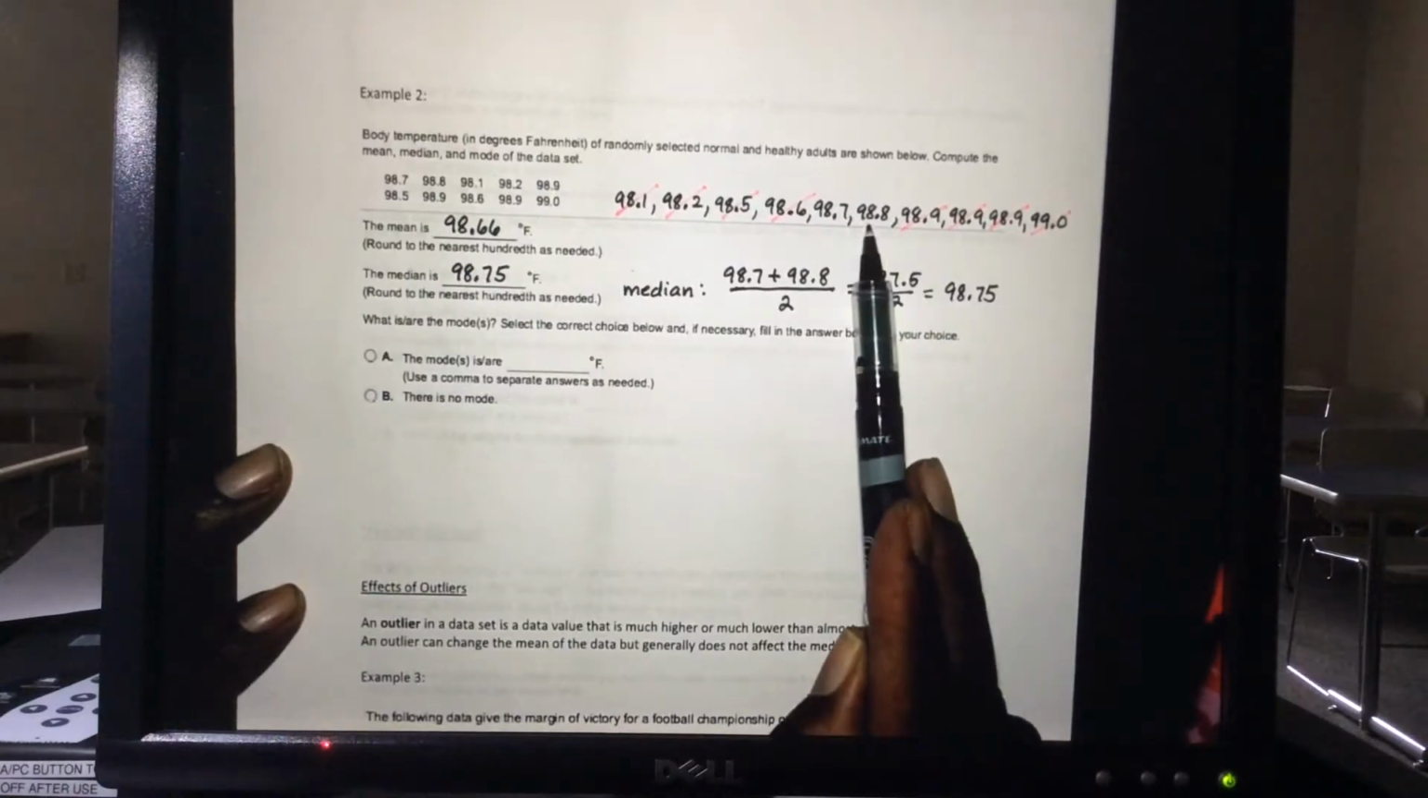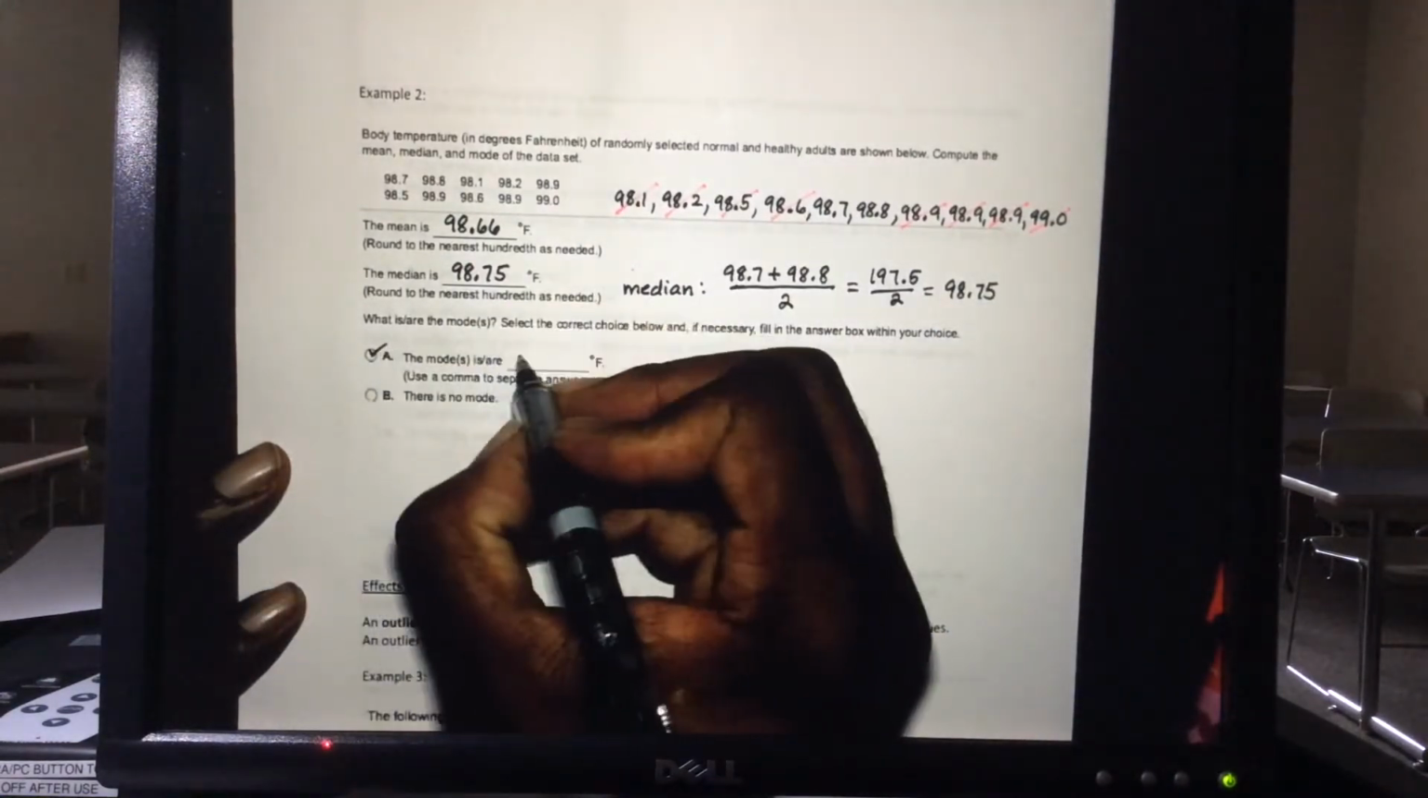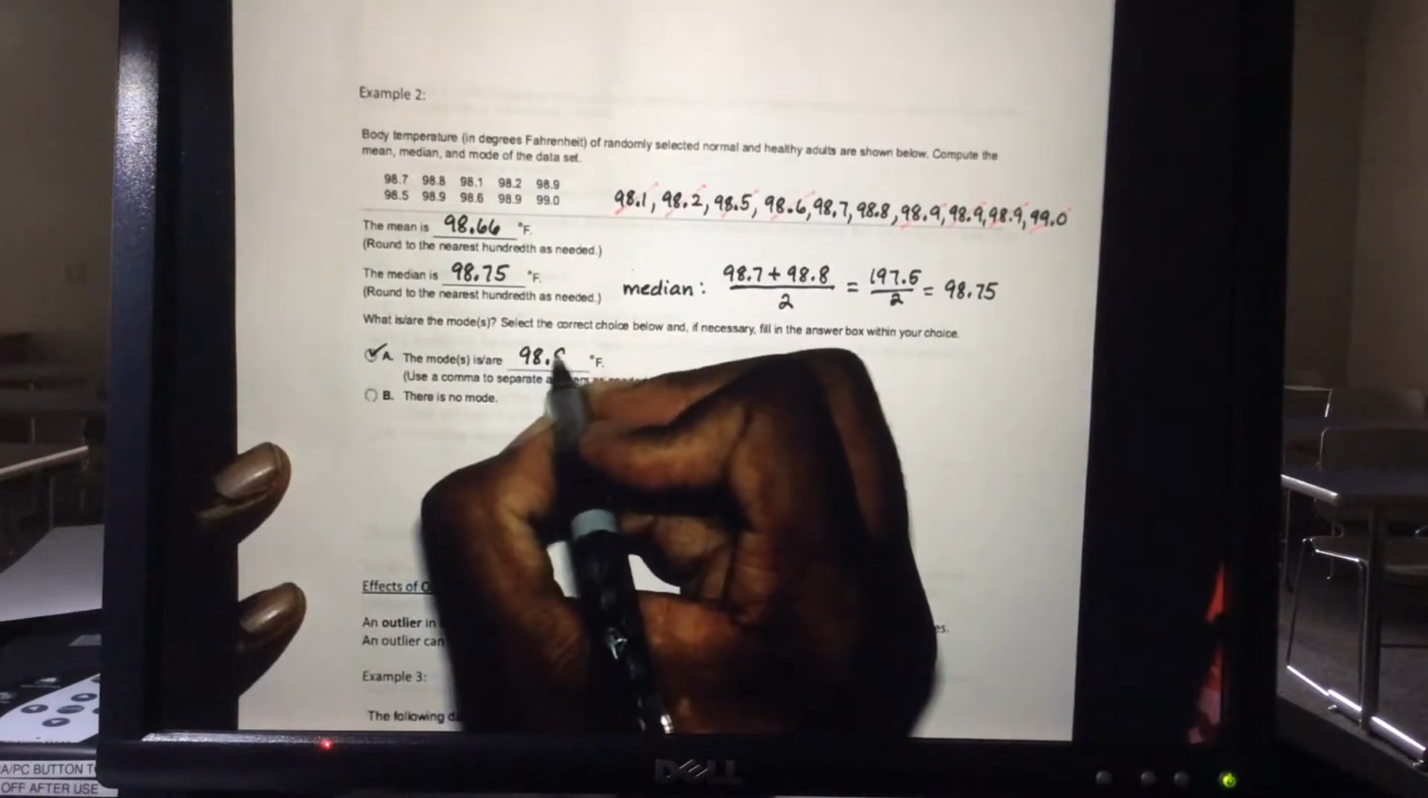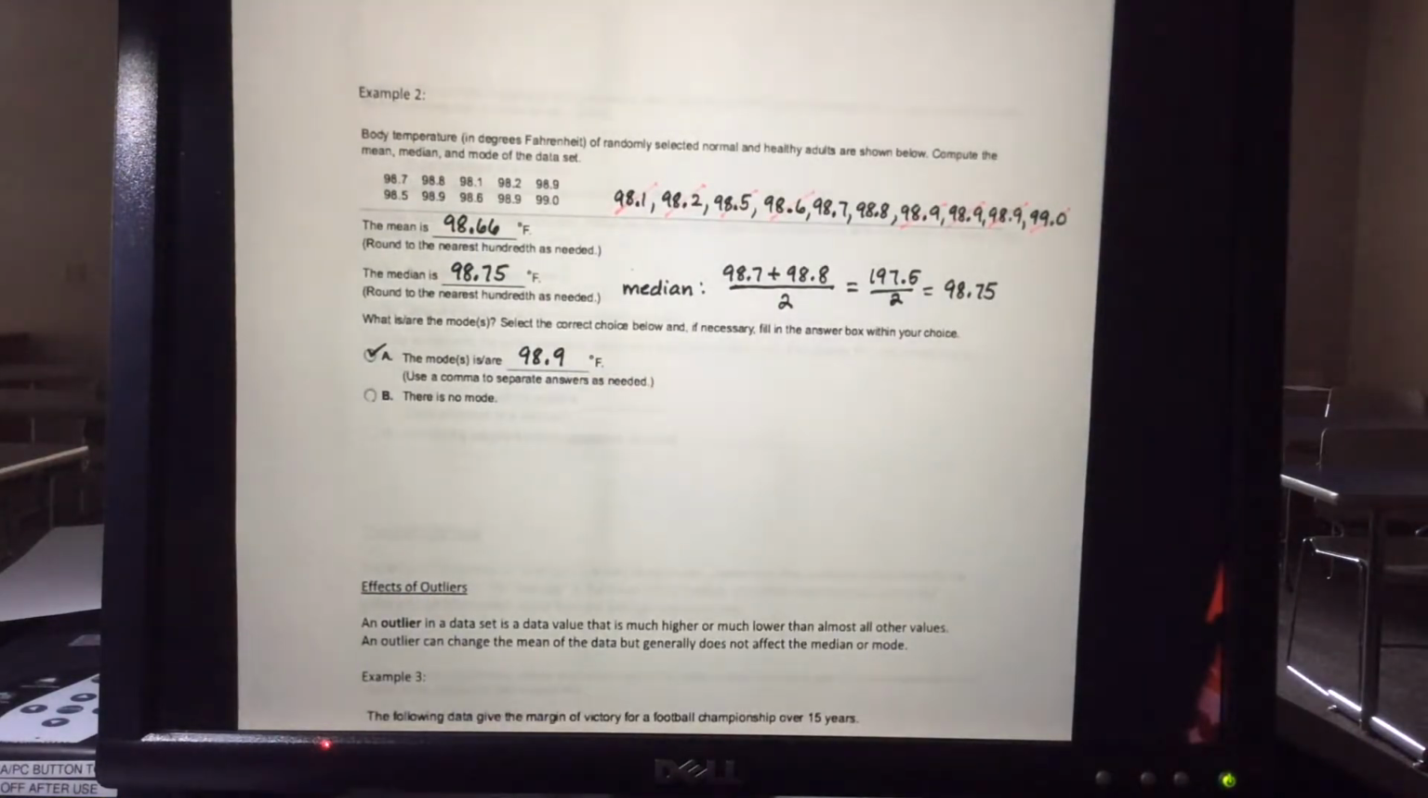And then what is the mode? There might not be a mode, there may be one mode, there may be more than one mode. That's the number that occurs the most frequent. And in this case, 98.9 occurs 3 times in that data set. So the mode is actually going to be 98.9 degrees Fahrenheit.